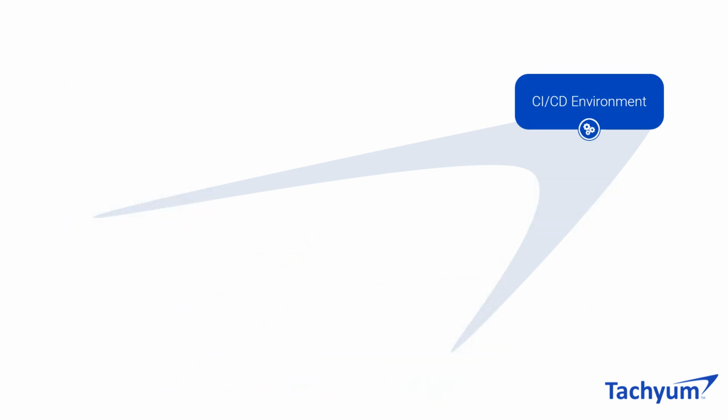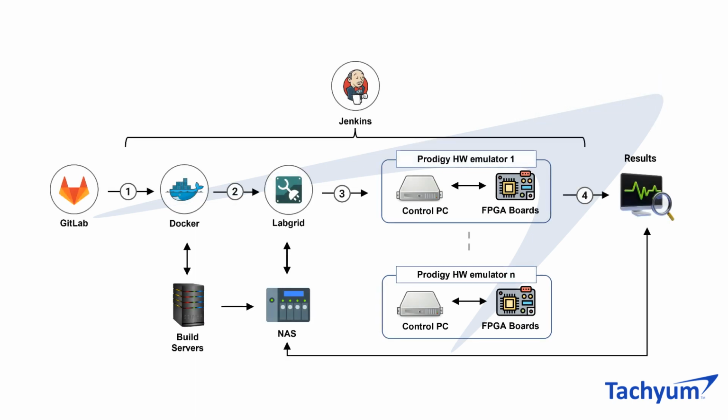The CI/CD environment automates all the steps described in previous slides. The entire process of testing automation is illustrated in this diagram. The automation flow can be logically split into four steps, which are coordinated by the Jenkins automation server.